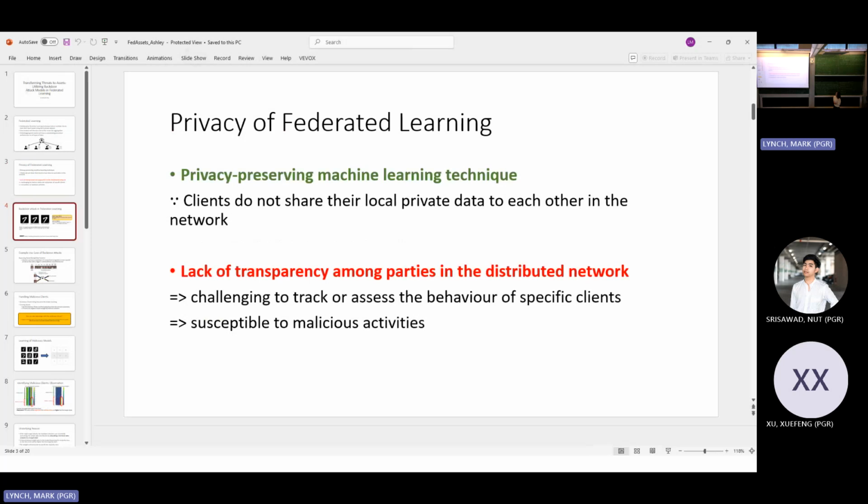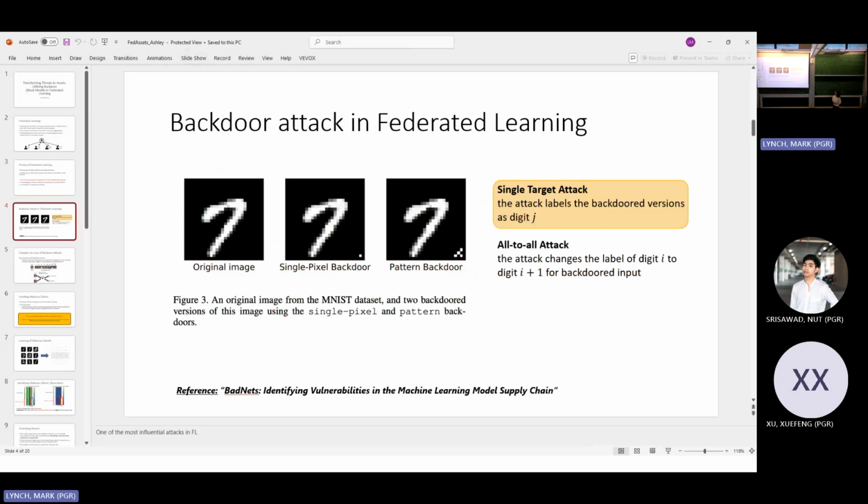So this has led to a lack of trust between the parties. One of the most influential attacks or malicious activities in federated learning is called the backdoor attack. Essentially the attackers will first take a subset of instances which they will put a trigger in. For example, there could be a single pixel or a pattern in a picture. I'll be taking a look at an image classification task at this point. So they could put a single pixel or some patterns in it.